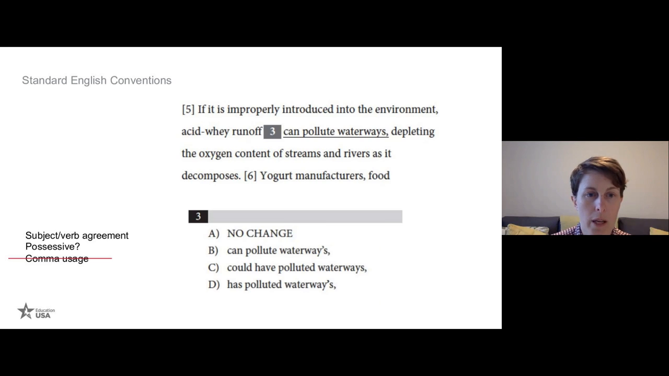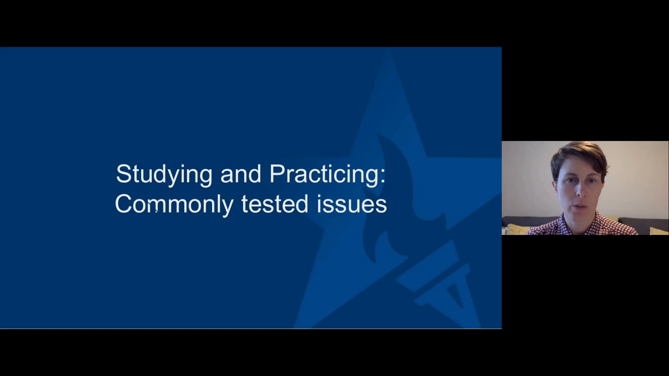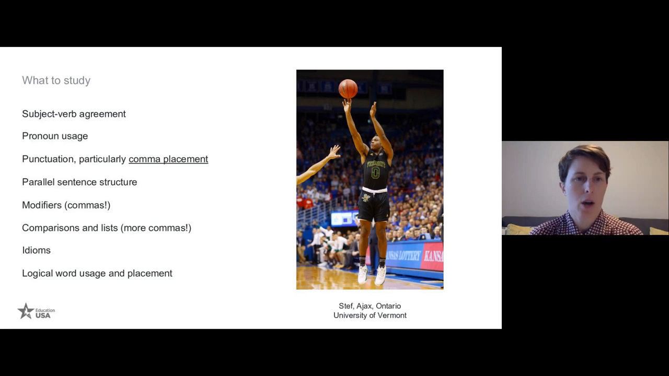And then when we look at the choices, the comma's in the right place. All of a sudden there's a possessive, so you have to have noticed that it was missing the possessive when you were reading for that to be right. Like introducing the possessive, wait, was that necessary? No, right? And then you can also just make sure, was the subject verb agreement correct here as well. So this one was a no changer. And let's get to studying and practicing the common issues.